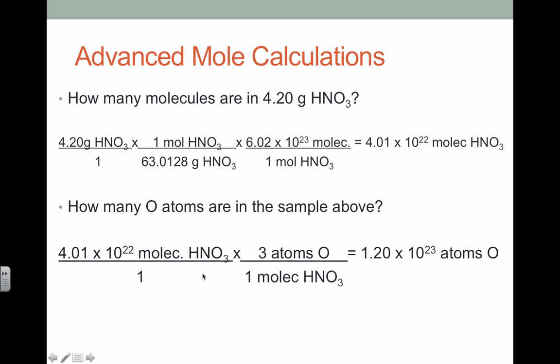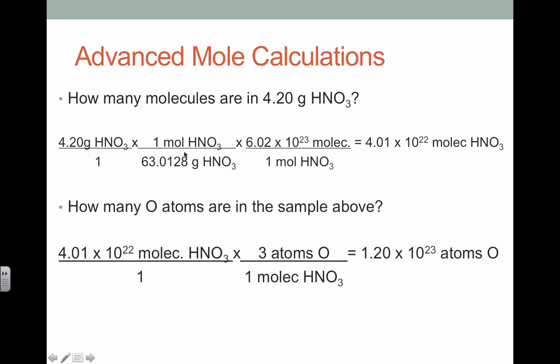So here are some examples of some more advanced mole calculations. And again, we're going to practice this a lot in class, so these are just for reference. Let's say I ask you how many molecules there are in 4.2 grams of HNO3. There's no way to go directly from grams to molecules, so we're going to have to convert to moles first. So we're going to go from grams to moles and then moles to molecules. If I'm going to go from grams to moles, I first need the molar mass of HNO3. So the 63.0128 is the mass of H plus N plus 3 times O.